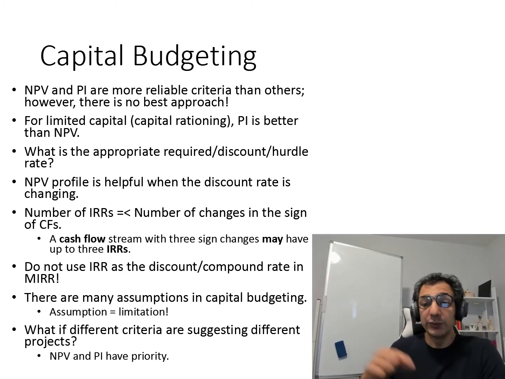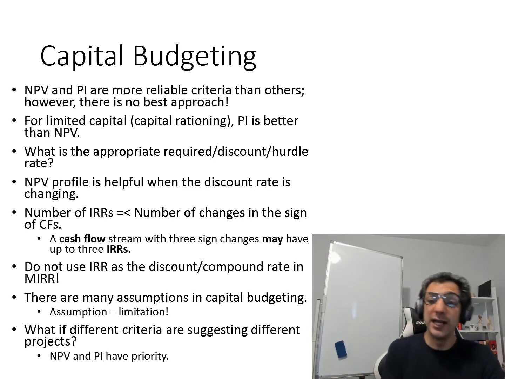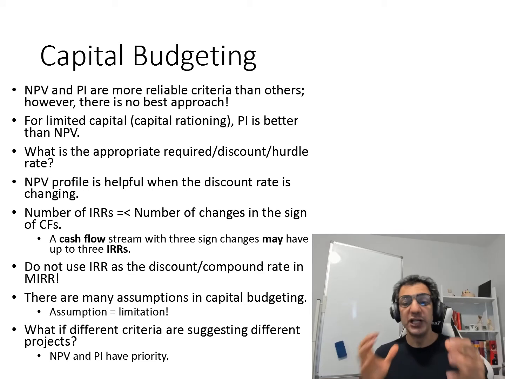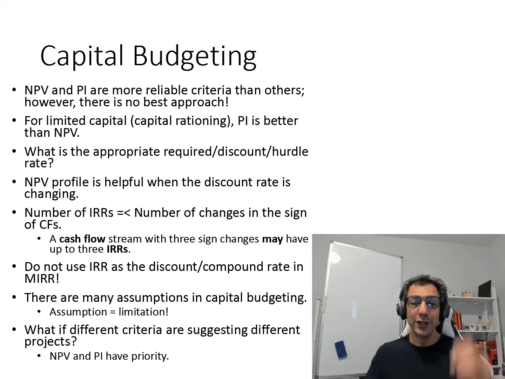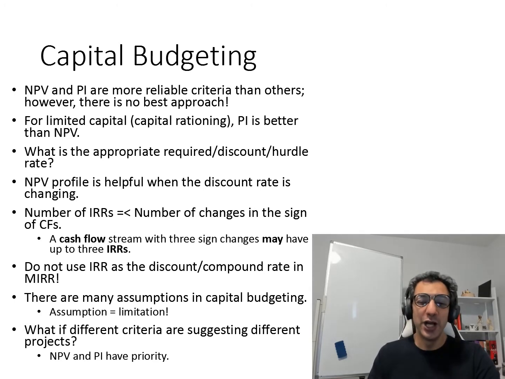We also talk about the NPV profile. If the discount rate is changing and you want to see what is the impact of discount rate or required rate on the NPV, it's much easier and better to have the NPV profile. That's a nice graph showing the relationship between the discount rate and the NPV. And for sure, as the discount rate is going up, we notice the NPV is going down.